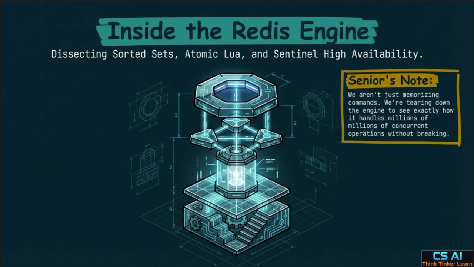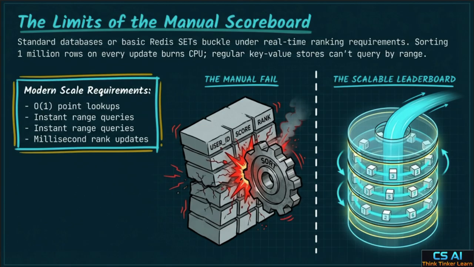Coming back to our topic, let's get under the hood of the Redis engine. First, let's talk about the manual scoreboard. Standard databases or basic Redis sets buckle under real-time ranking. If you try to sort a million rows on every update, you'll burn your CPU. Basic key value stores can't do range queries either. What you need for modern scale is O(1) point lookups, instant range queries, and millisecond rank updates. The manual way fails, and the scalability way uses the right engine.